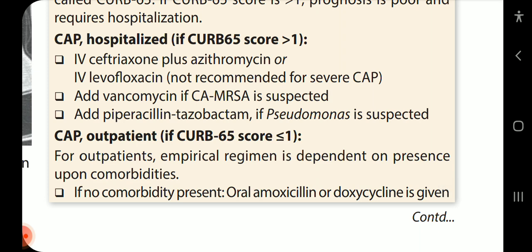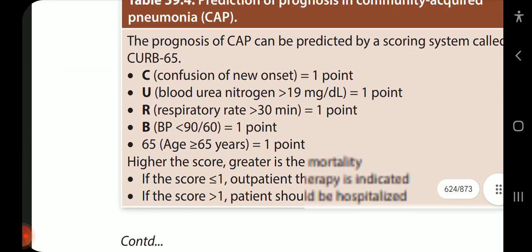IV ceftriaxone plus azithromycin, or IV levofloxacin, not recommended for severe CAP. Add vancomycin if CA-MRSA is suspected. Add piperacillin tazobactam if Pseudomonas is suspected. CAP outpatient if CURB 65 score is less than or equal to 1. For outpatients, the empirical regimen is dependent on the presence of comorbidities. If no comorbidity is present, oral amoxicillin or doxycycline is given.